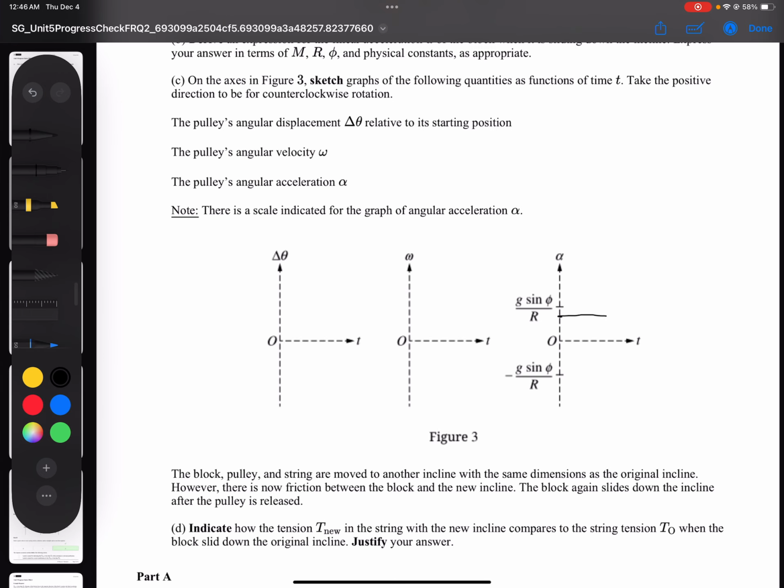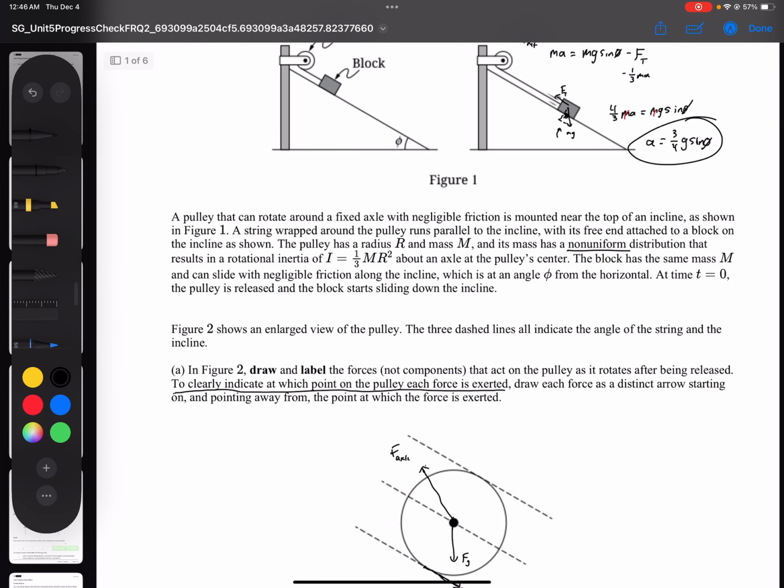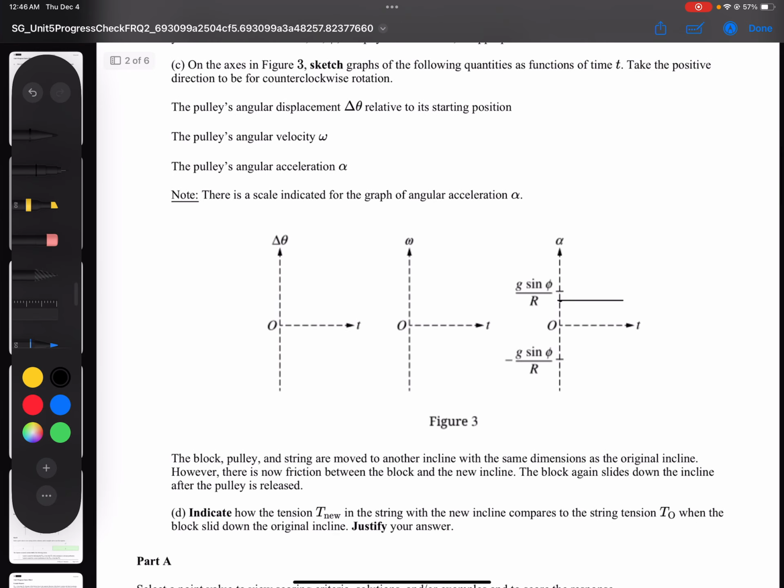But the angular acceleration, well, if the acceleration is 3/4 g sine theta, and angular acceleration is just a over r, then it'd be 3/4 g sine theta over r. I'm sorry, not theta, phi. So here I have g sine phi over r, and this point right here is 3/4 times g sine phi over r. So that's the angular acceleration. It's just going to be a horizontal line, a constant angular acceleration.